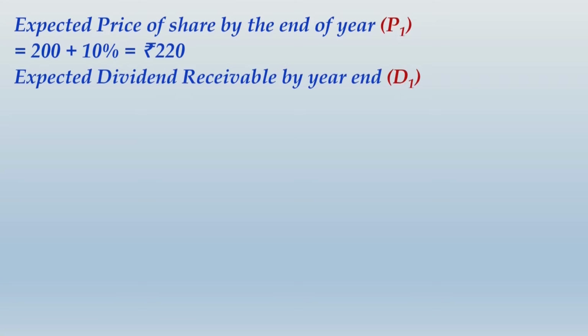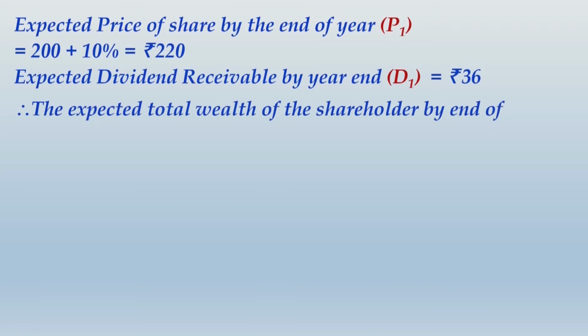Now what about D1, expected dividend receivable by year end? Question has already given you that dividend amount, what is expected. Many a times question may not give you this information and you will have to work it out using the growth rate etc. information given to you. We will deal with those situations also ahead. Now, so expected total wealth of the shareholder by end of the year. So what would be the expected total wealth of the shareholder by end of the year? It will be obviously 220 plus 36, that will be rupees 256.